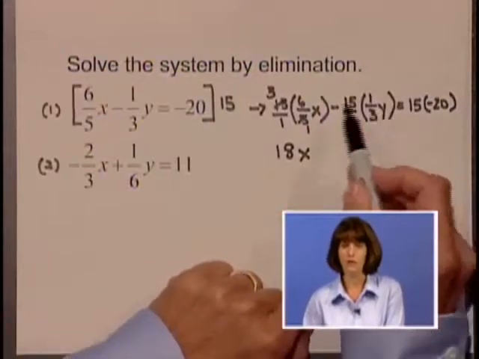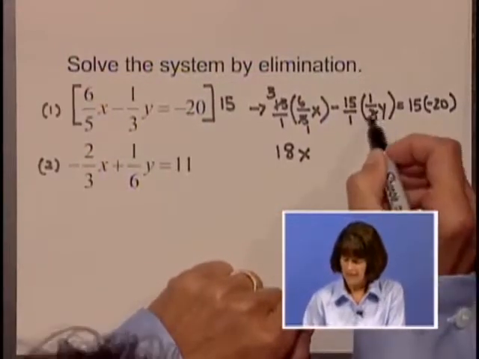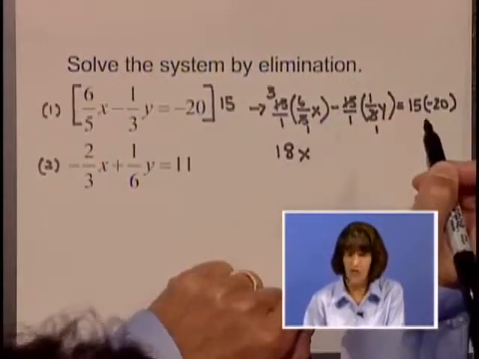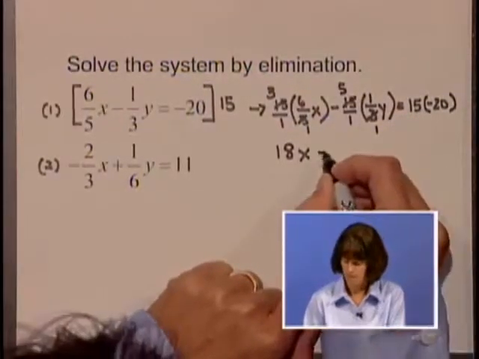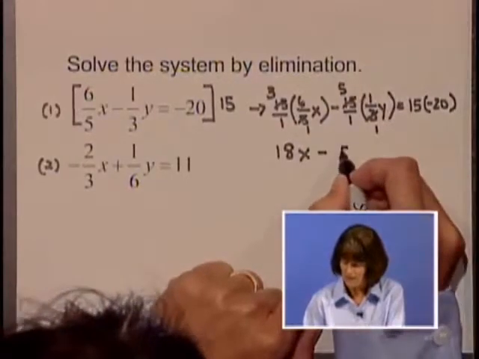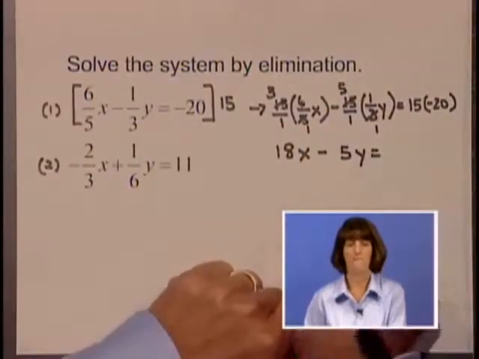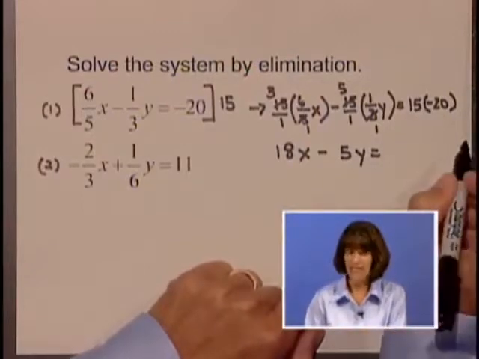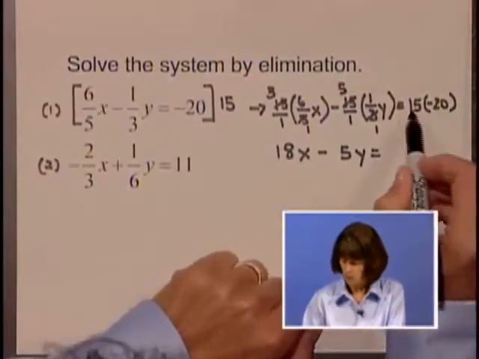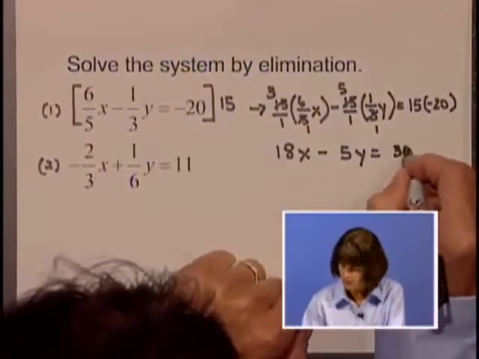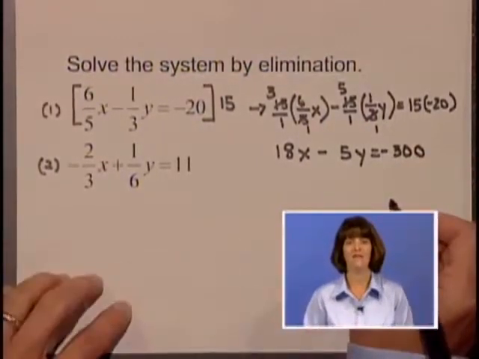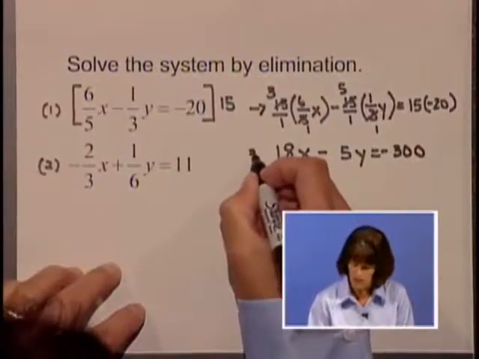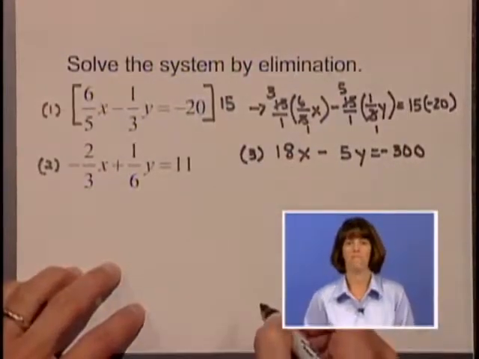Looking at our second term, multiplying straight across, let's cancel common factors. 3 goes into itself once, into 15 5 times. So that becomes a minus 5y. 15 times a -20. Well, 15 times 2 is 30. So 15 times 20 is 300. Make it negative. And let's call that new equation 3.